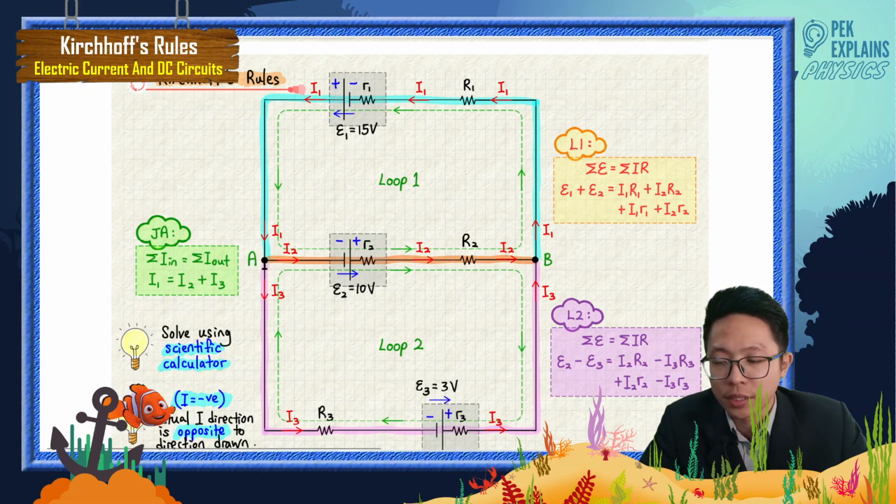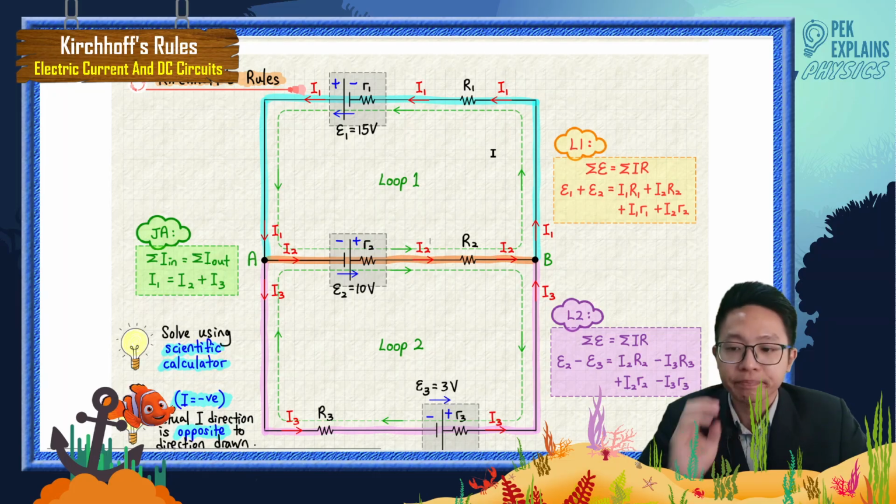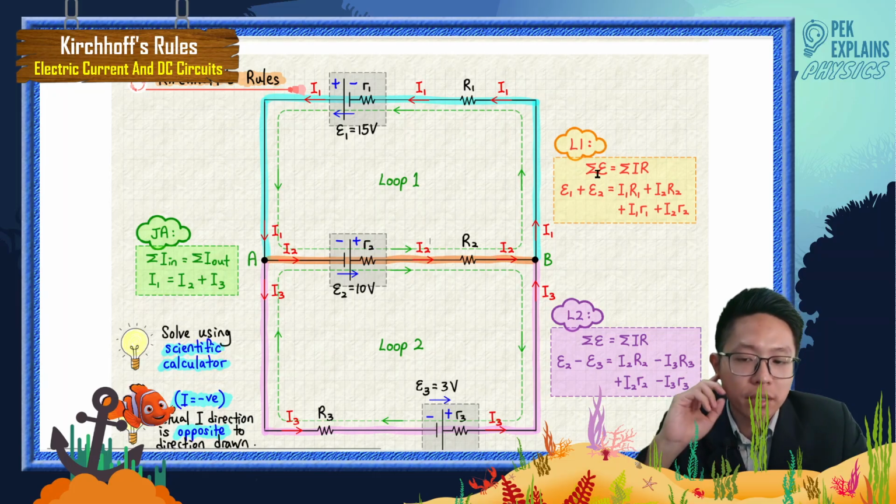I can start from anywhere. I can start from junction A, from junction B, or from the middle here. As long as I complete a closed loop. I must have a closed loop. I complete a loop. Understand? Okay. Now apply the EMF.